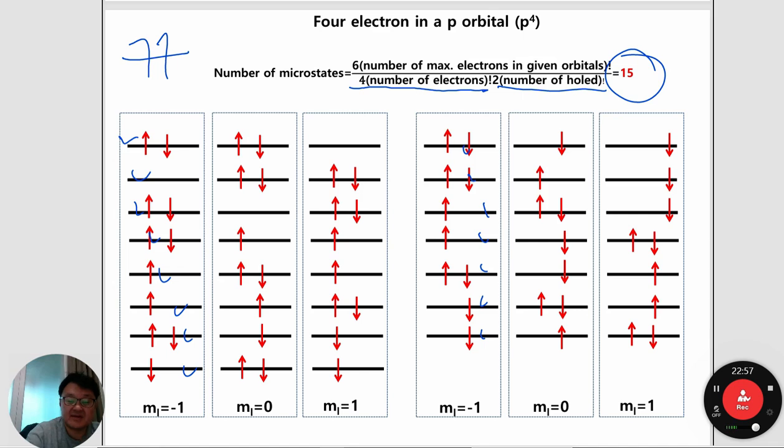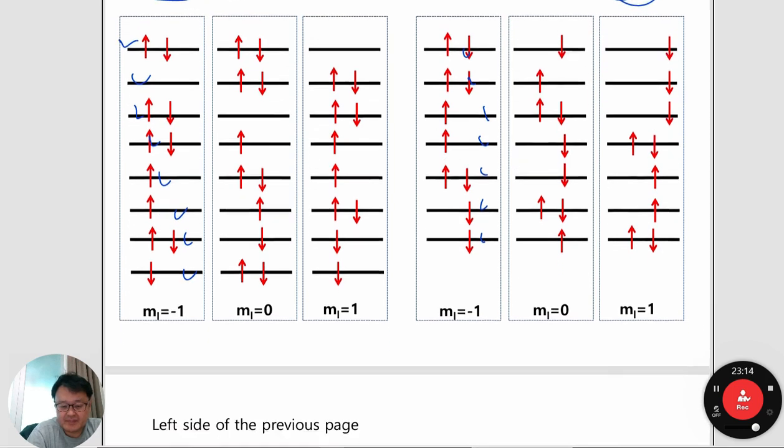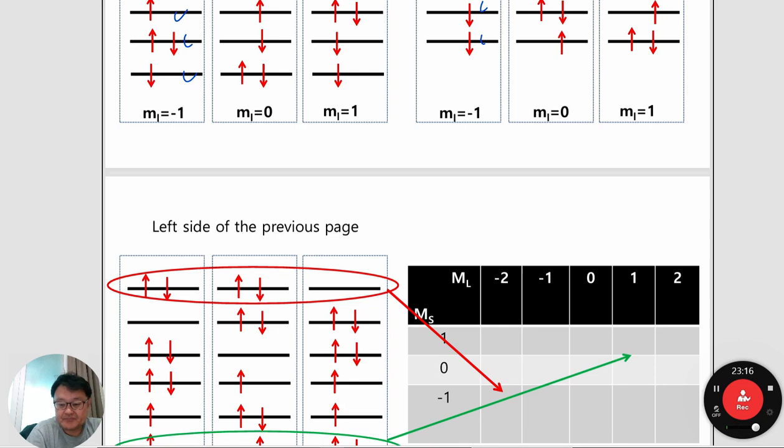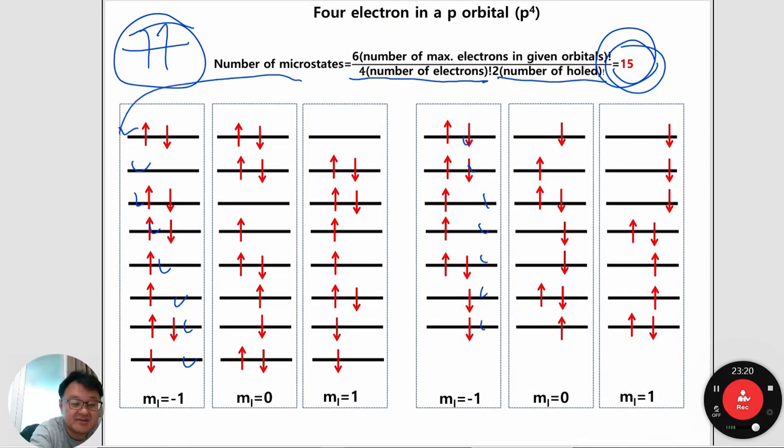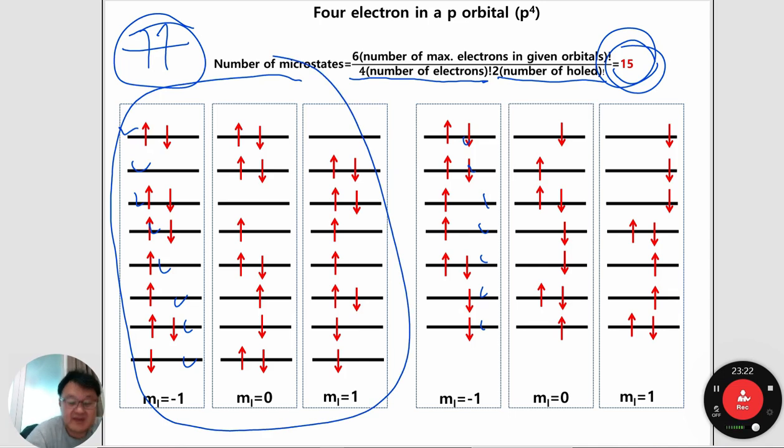That is exactly the same as the result of the calculation based on this formula. Again, I have to emphasize the Pauli exclusion principle. That is a law that should be obeyed. First, I bring only this part, these 8 microstates, again in the next page.